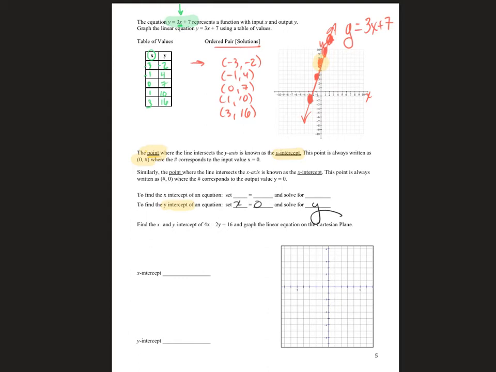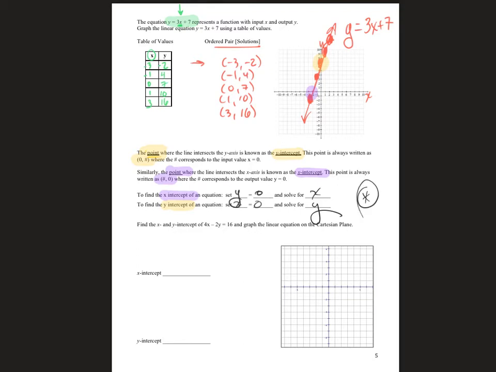Similarly, the point where the line intersects the x-axis is the x-intercept. It is the x value of the point that passes through the x-axis, and the corresponding y value is 0. So to find the x-intercept, I literally set y equal to 0 in the equation, and I solve for x. So that's a quick and easy way to get those intercepts.